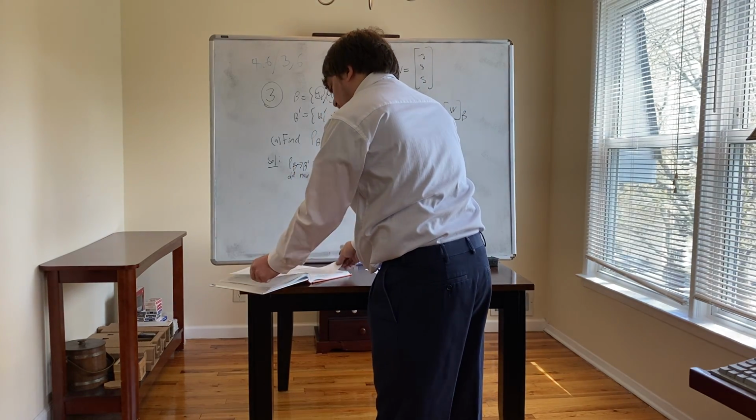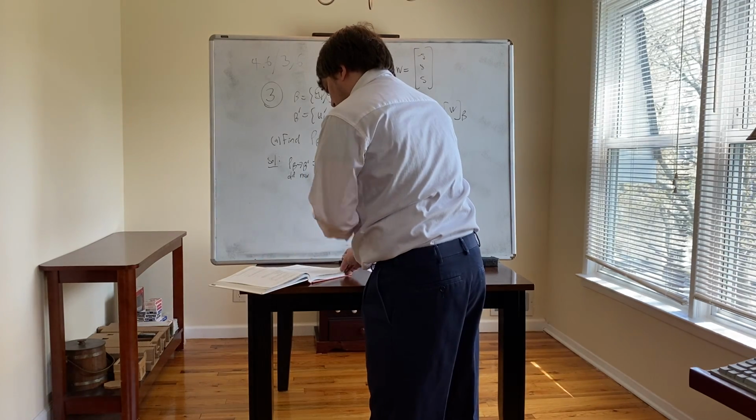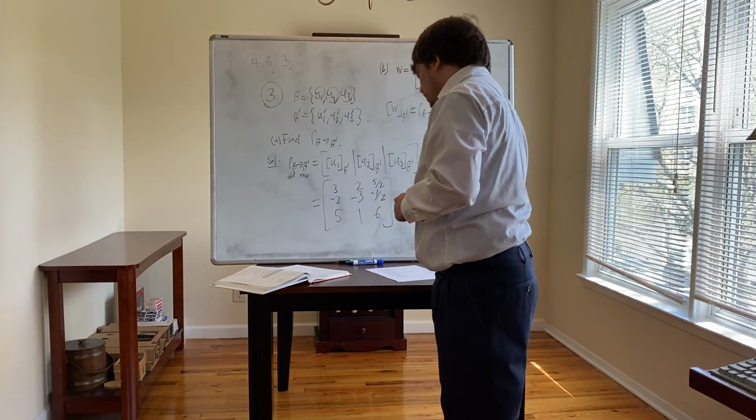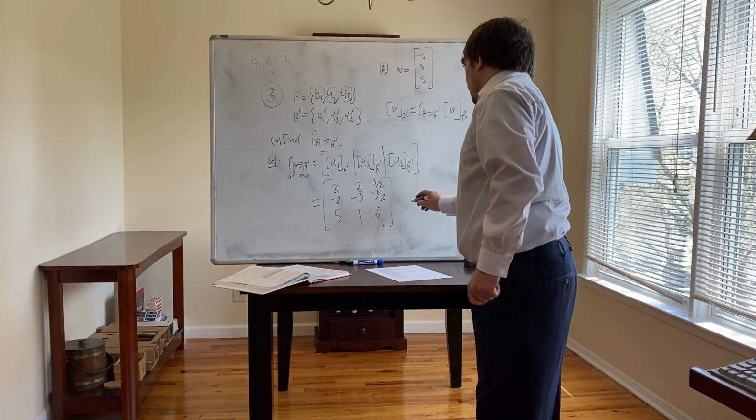Okay, it says use 12 in the book. 12 is just that equation. Okay? And so you have to find the coordinate vector of W relative to B.